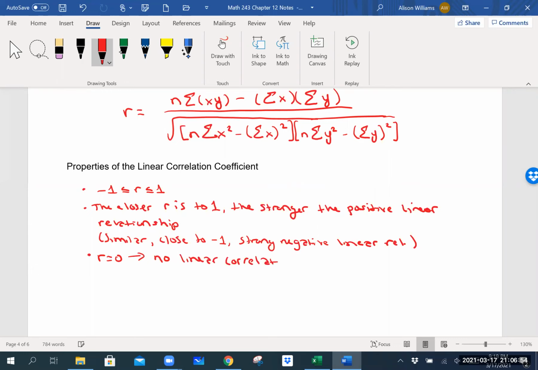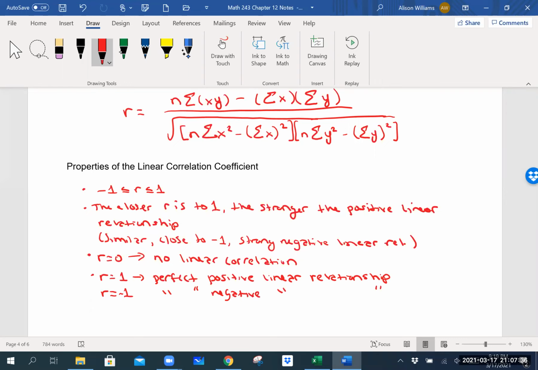So if it's close to 0, we have a weak linear relationship. If it equals 1, that means it's a perfect positive linear relationship, meaning they line up perfectly. Every point lines up exactly on the least squares regression line. And similarly for -1, it would just be a negative linear relationship. So it's all the same, perfect negative linear relationship. All right. Those little symbols mean repeat what was above.